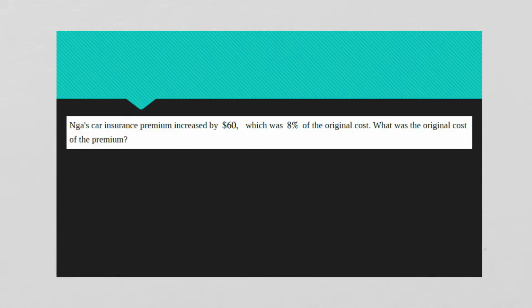Alright, so her car insurance premium increased by $60, which was 8% of the original cost. What was the original cost of the premium? So what was the original cost of the premium is our question. So I'm going to let x equal the original cost of premium.